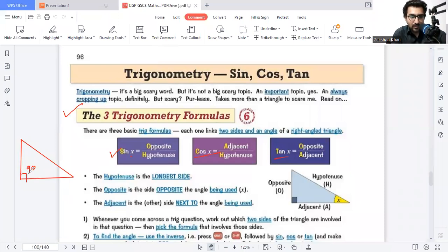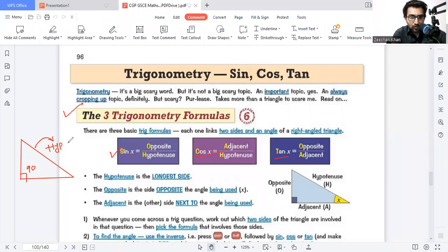Now, the side opposite to the 90-degree angle is called the hypotenuse. This will always be the hypotenuse. The hypotenuse is the biggest, the longest side. You can see this line is the longest one, bigger than these two. So this is the hypotenuse, and it will always be opposite to the 90-degree angle.